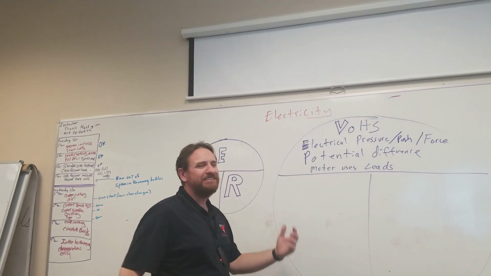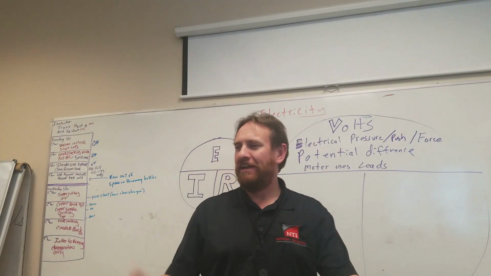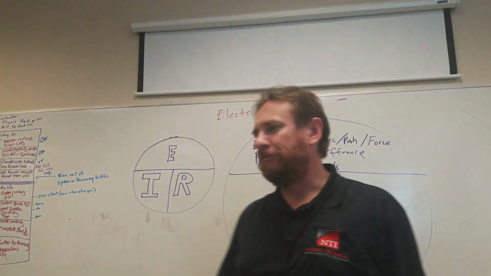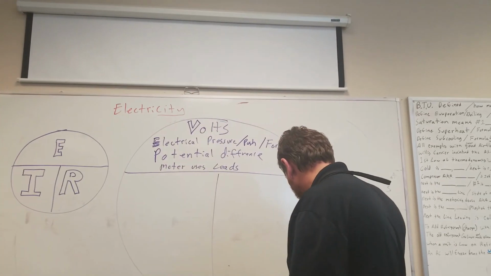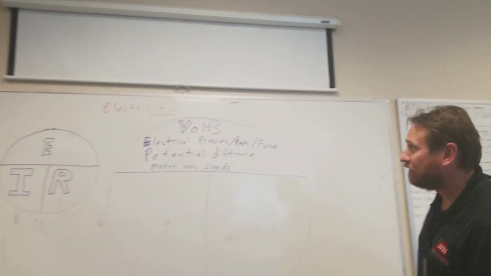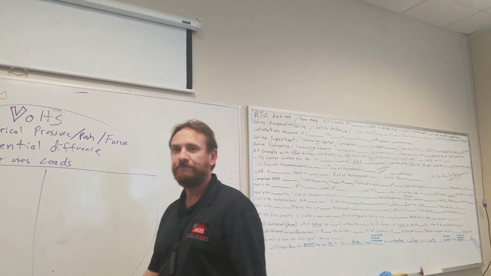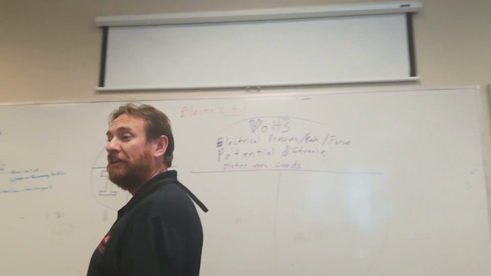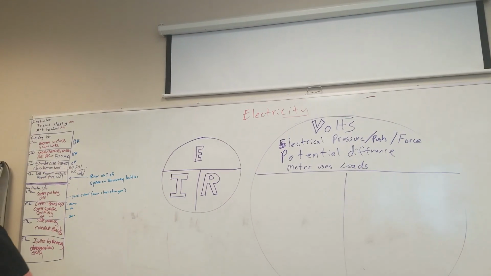So we're going to use the leads of the meter, the 2 wires in the meter. But if I take those meter leads and put one on one side of the plug outlet and one on the other side of the plug outlet, will I read electrical pressure? Yes. You guys know how much electrical pressure is at that plug outlet?